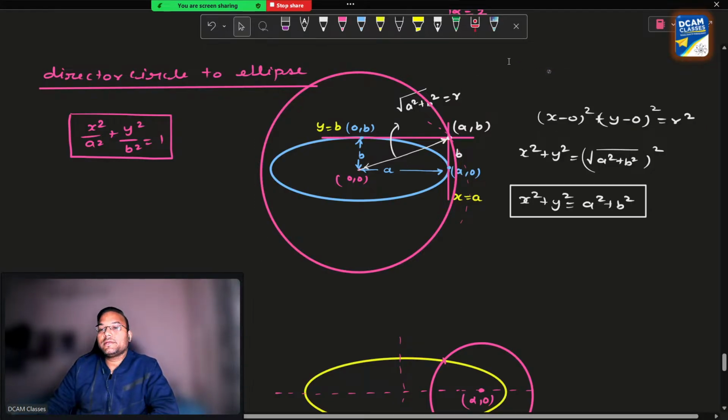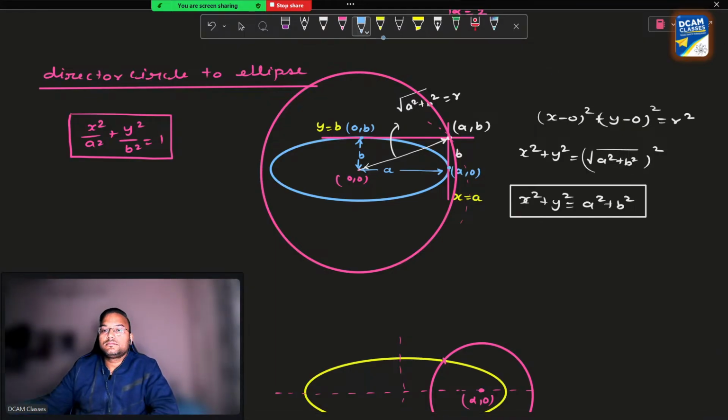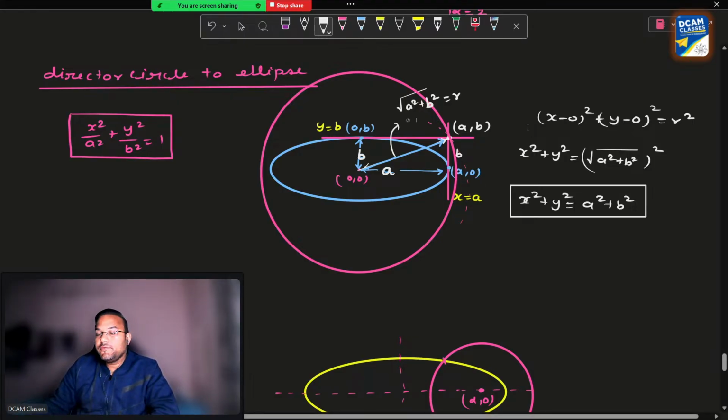This kind of circle will be there. So this is a, this is b. This radius will be root over a square plus b square. So the center of this circle is (0, 0), and the radius is root a square plus b square. So easily we can find it by using (x minus 0) whole square plus (y minus 0) whole square is equal to r square, that relation.